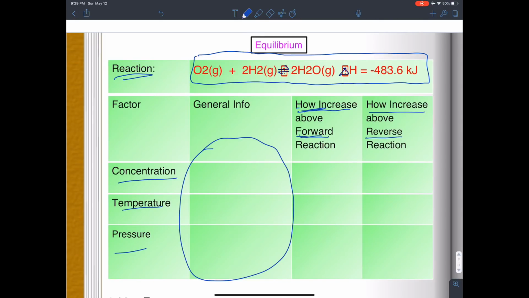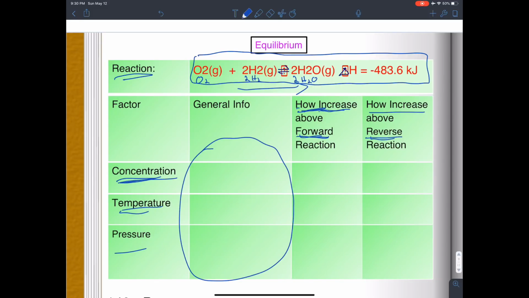So this is saying if I'm trying to increase the forward reaction, in this direction, what would I do to concentration? What would I increase the concentration of? Also, to be clear, this is saying O2, 2H2, 2H2O. Just make sure that's clear if you wrote that down wrong. So how would I increase the forward reaction with concentration? How would I increase the reverse reaction with concentration? Increase the concentration of what?